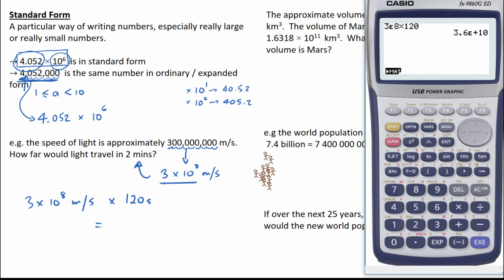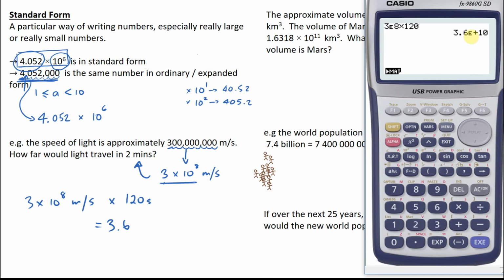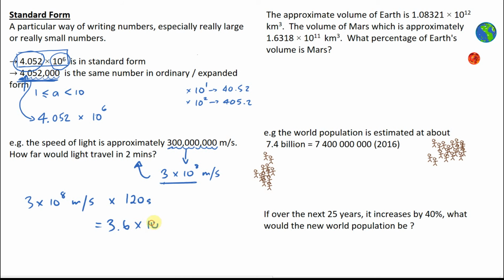We get 3.6, and just looking at the calculator again, E means times 10 to the power of, and that positive 10 there is the actual power. So 3.6 times 10 to the power of positive 10, which is just 10.